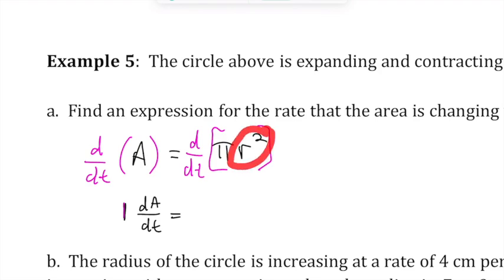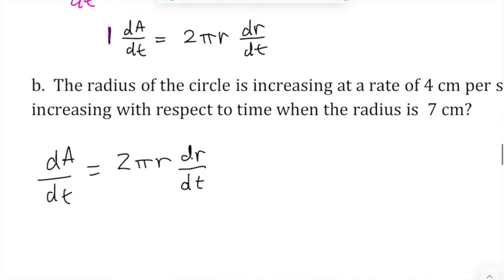And we're going to take the derivative of r squared. The 2 comes out to multiply outside, and then we subtract 1 from the exponent. So this is going to be 2 pi r. And again, since the radius is the variable, we're going to call this dr/dt. And there's our expression.